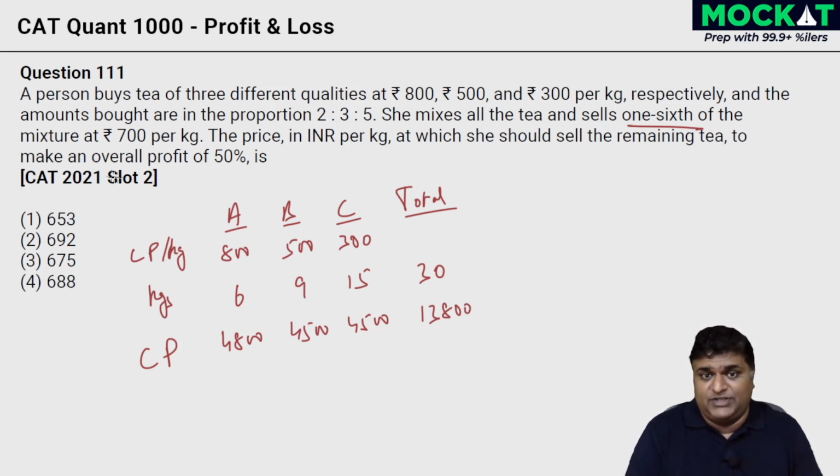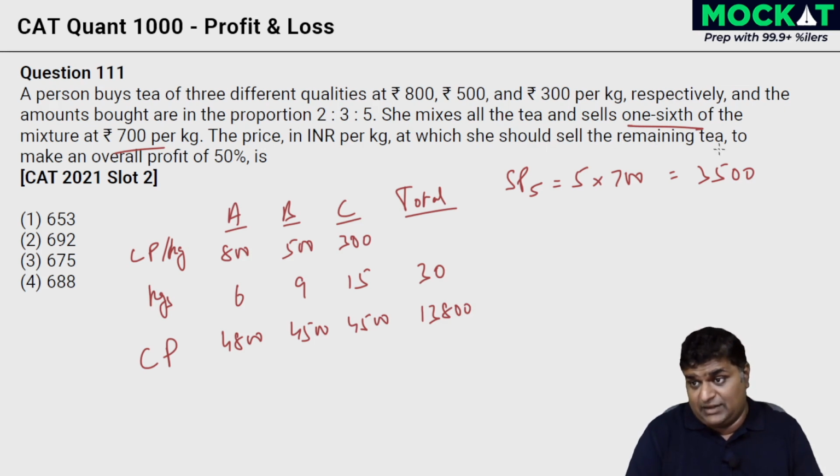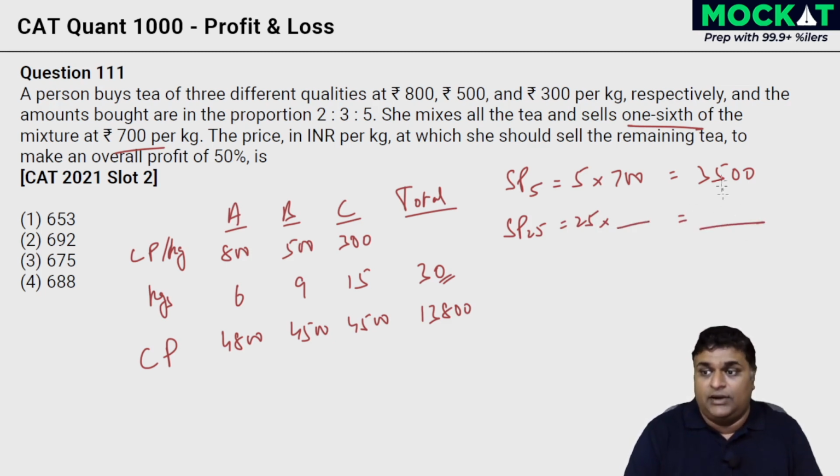Now 1/6 of this mixture is sold at rupees 700 per kg, right? Selling price for 1/6 of 30. 1/6 of 30 is 5 kg. So 5 kg is sold at 700, which comes to 3500 rupees. The price in INR per kg at which she should sell the remaining tea to make an overall profit of 50%. So the remaining is 25 kg. Total of 30, 5 is sold, 25 left. 25 should be sold at what price in order to make an overall profit of 50%.